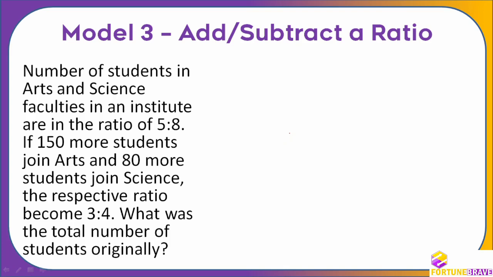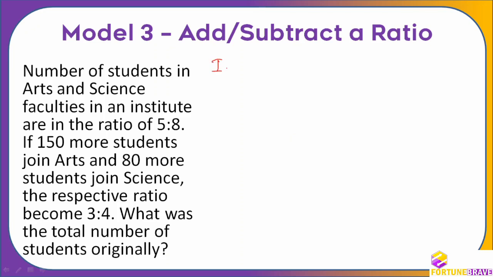Number of students in arts and science faculties in an institute are in the ratio 5:8. If 150 more students join arts and 80 more students join science, the respective ratio becomes 3:4. What was the total number of students originally? Now this is a real question.